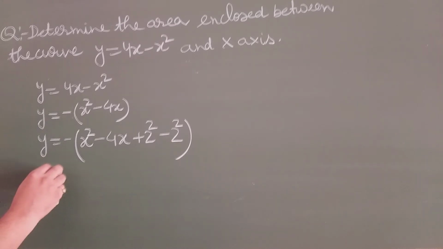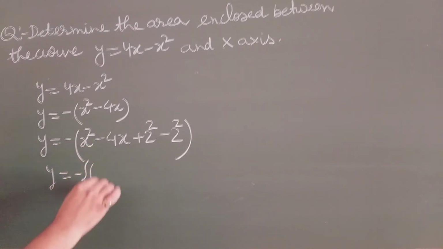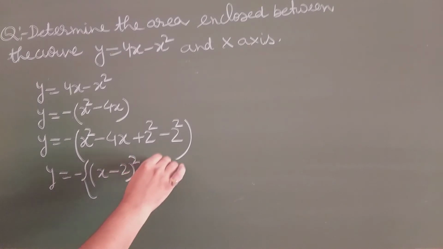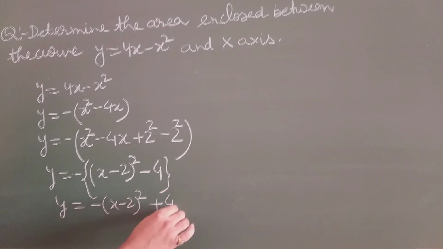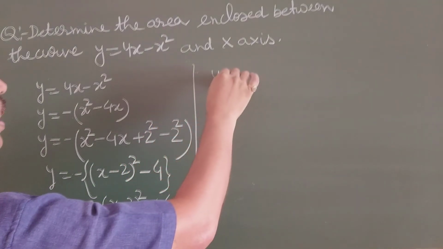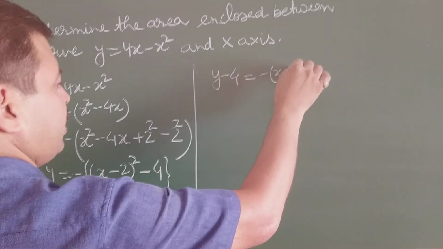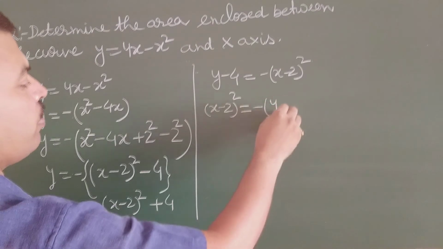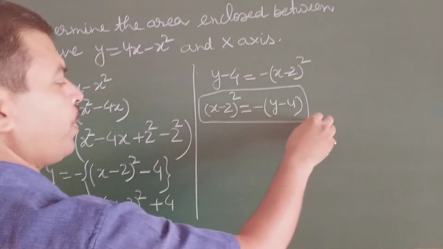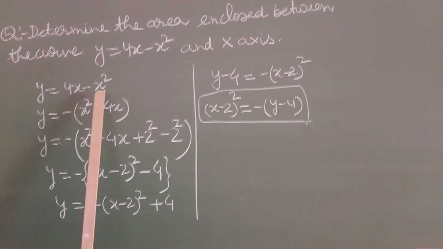Okay, so y equals minus, it is x minus 2 whole square minus 4. Minus x minus 2 whole square minus 4. Let us open the bracket. So y equals minus x minus 2 whole square plus 4. When we take plus 4 this side, it will be negative. y minus 4 equals minus x minus 2 whole square. So it can be written as x minus 2 whole square equals minus y minus 4. So I have converted it into a perfect square.